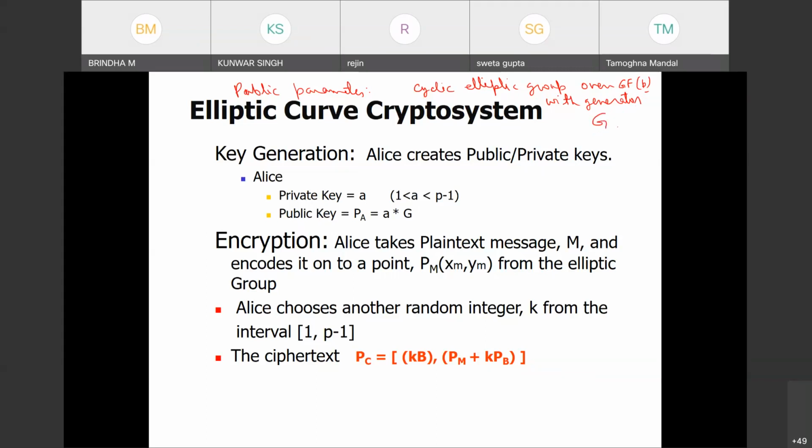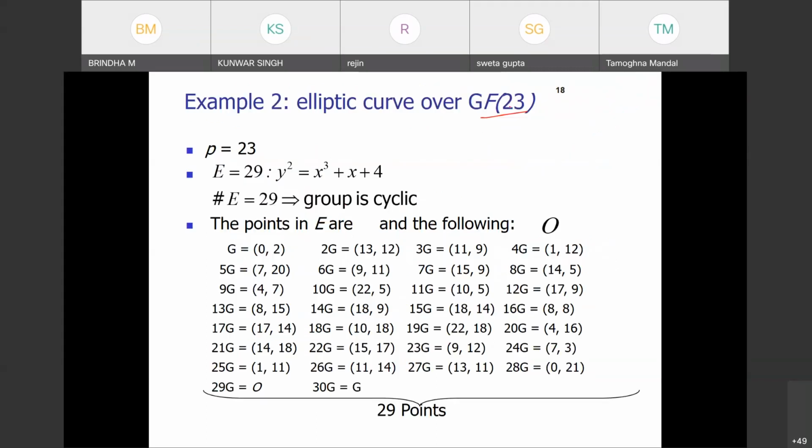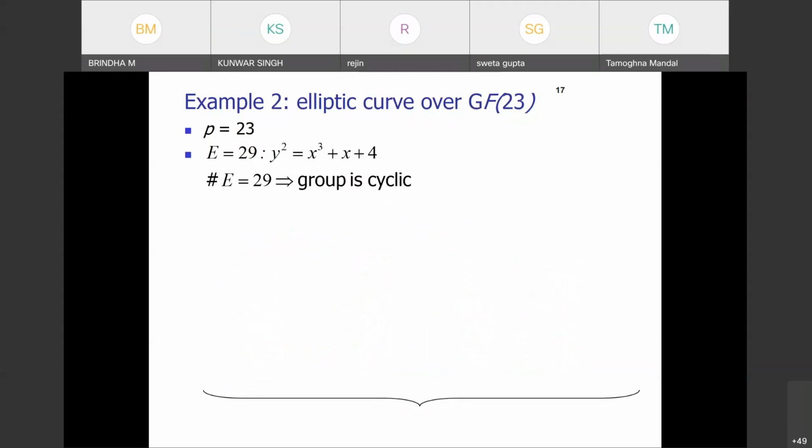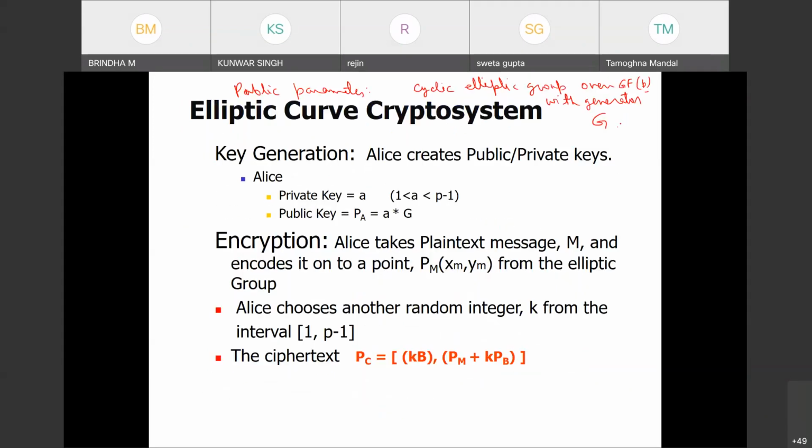For example, in this case, if you choose p equal to 23, the generator is (0, 2). So there will be an elliptic cyclic group over GF(23), and which generator? G. This will be given. This is a public parameter, given to everyone. Whoever wants to use the elliptic curve crypto system, this will be given in advance.